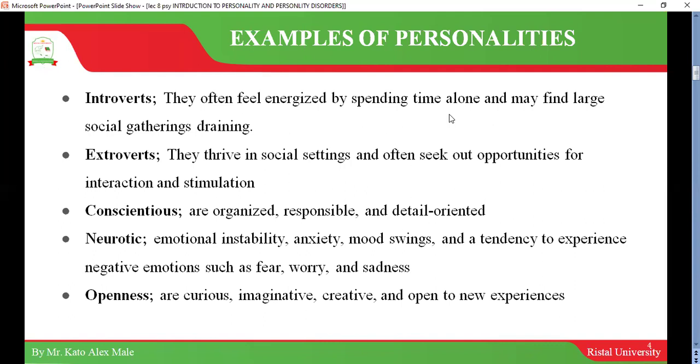And then openness as a personality. These individuals are curious, imaginative, creative, and open to new experiences. They are eager to learn and eager to go through something new.